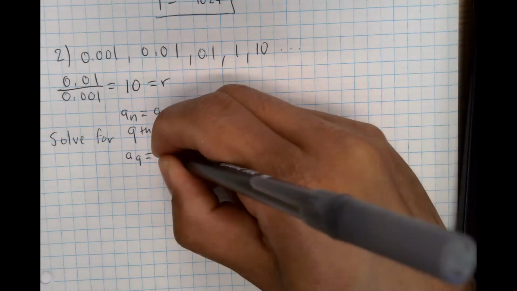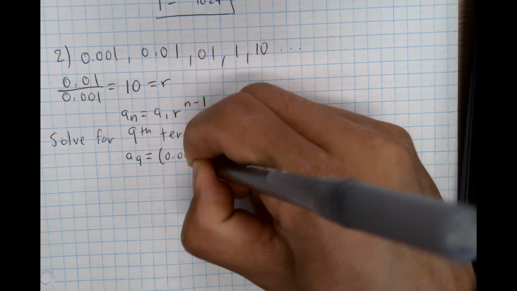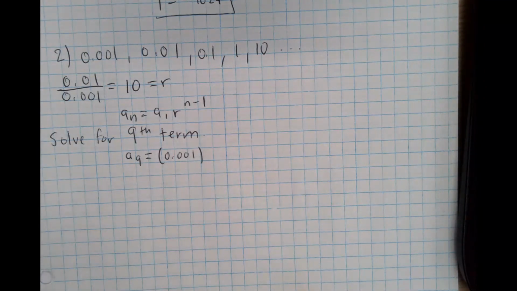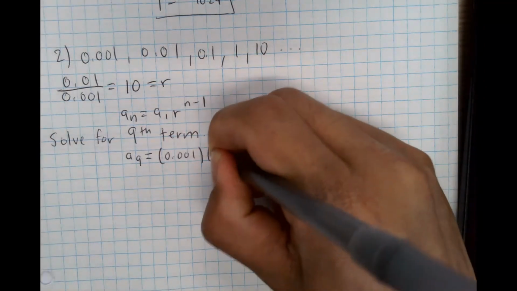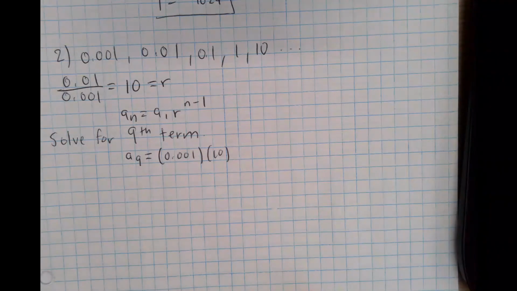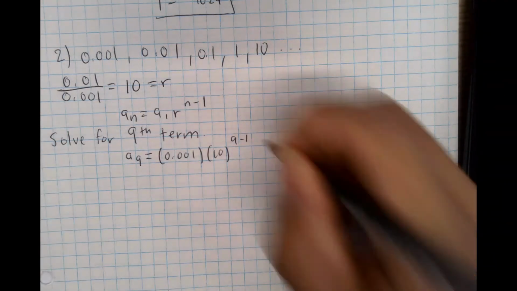0.001. What's our r? The r is 10. And what's our n again? 9. Right, so 9 minus 1. So we just put this in our calculator.